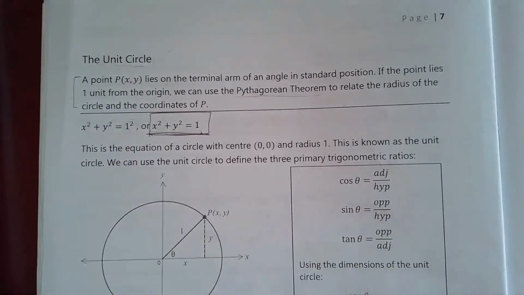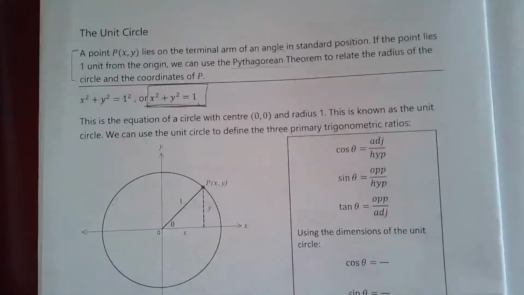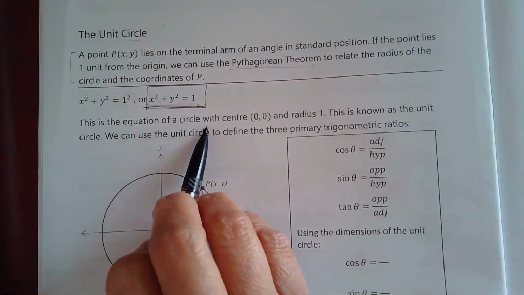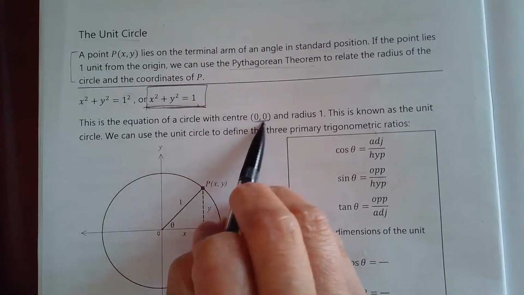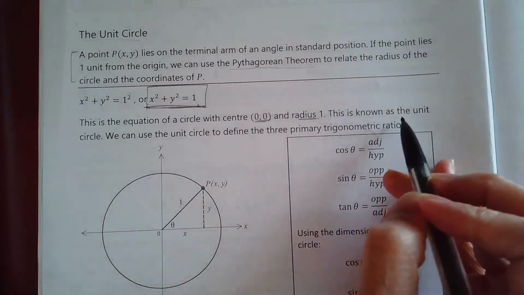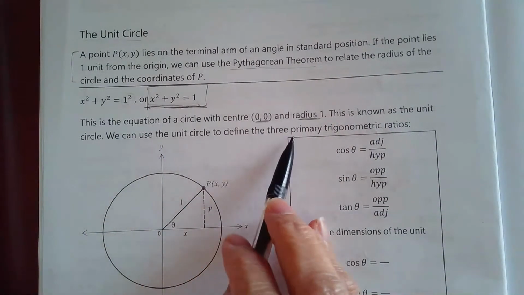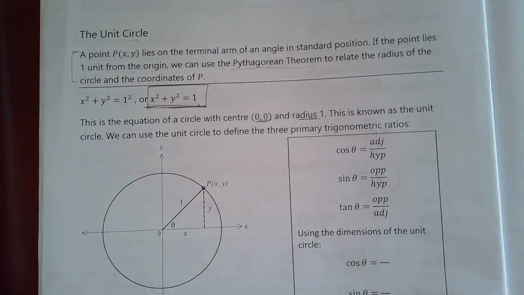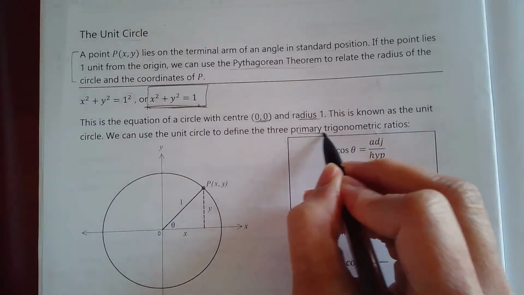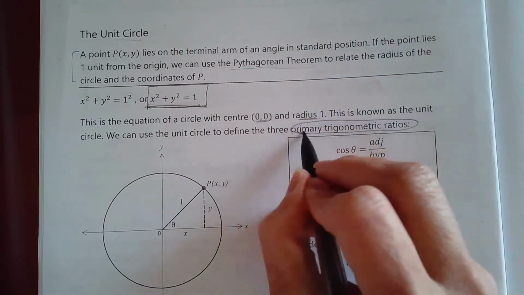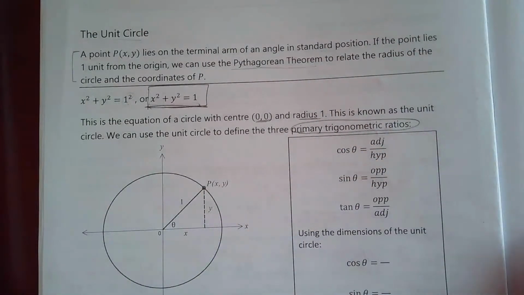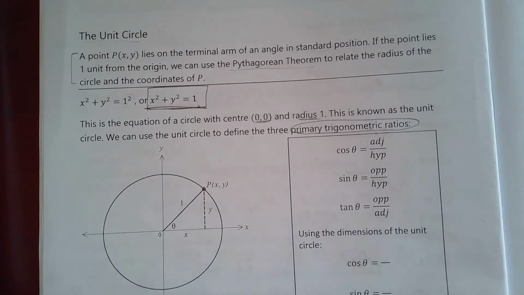And I'm sure everybody is super comfortable with that. With this equation, the circle with the center (0, 0) and radius 1 is known as a unit circle. We can use the unit circle to define the three primary trigonometric ratios. Now, these are the ones that we've already talked about. Probably, if you are taking grade 10 pre-calculus, the primary trigonometric ratios are the sine, cosine, and tangent.